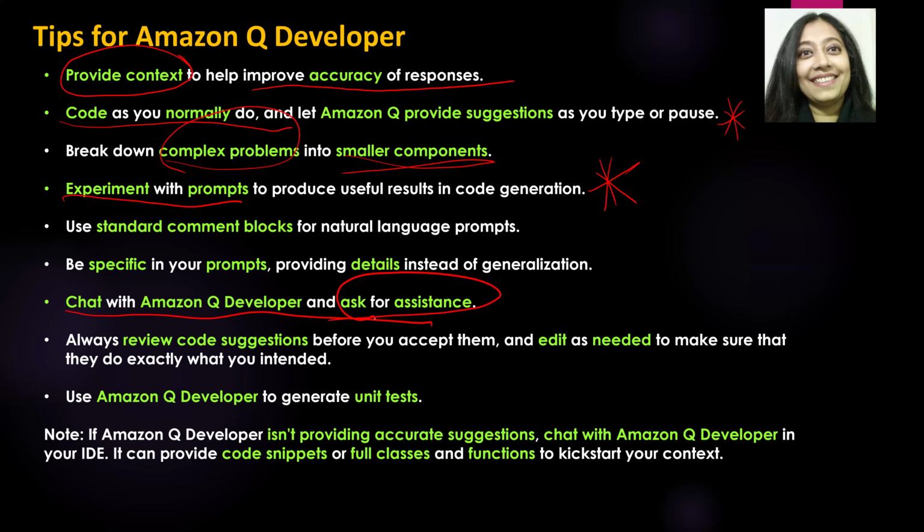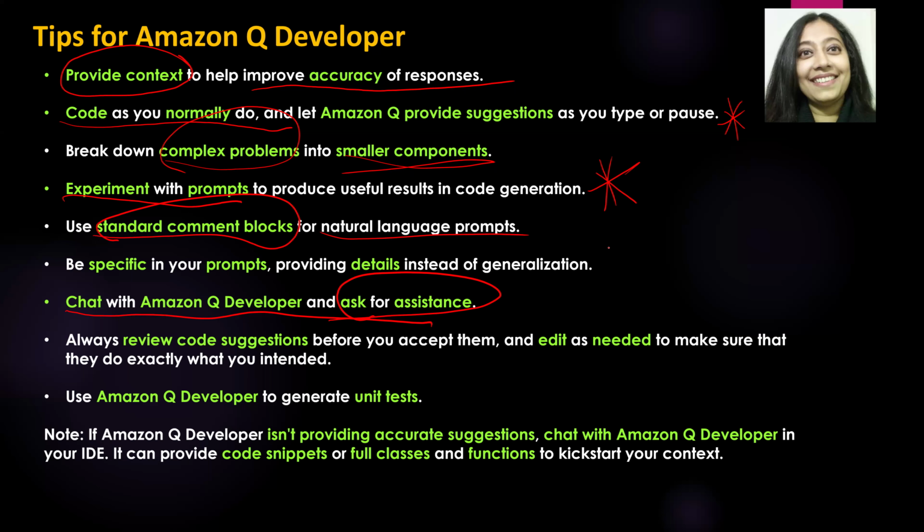You will also learn what prompt works best with this particular tool, how to ask a question, how to get this particular tool to generate code, how to get this particular tool to improve your code, how to get this particular tool to generate a unit test for you. So experiment with different prompts and see how the result varies. And you will also learn what is the best prompt or what is the best way of working with Amazon Q Developer. Use standard common blocks. I think this goes without saying for natural language prompts.